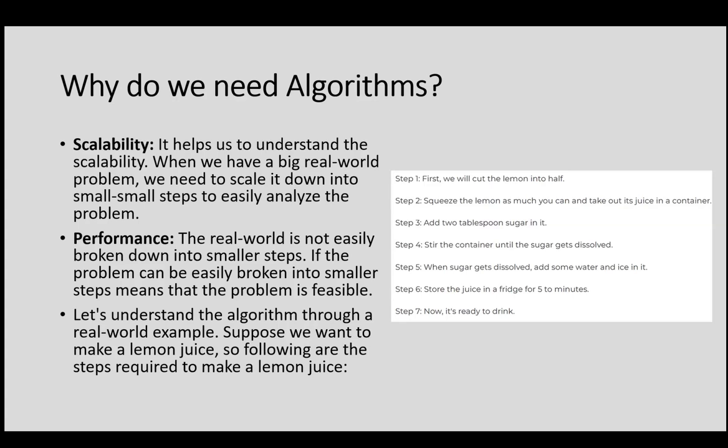Now let's understand the algorithm through a real world example. Suppose we want to make a lemon juice. An algorithm as a tool is nothing but a step by step process, correct? If I want to make a lemon juice, what are the steps needed? As shown here, there are 7 steps to be followed when you want to make a lemon juice.